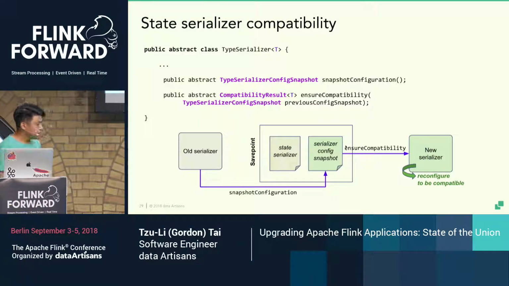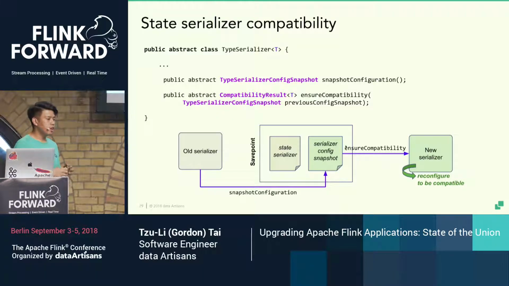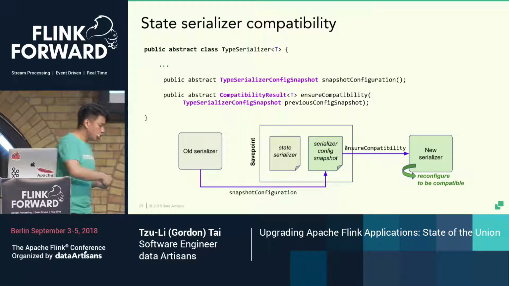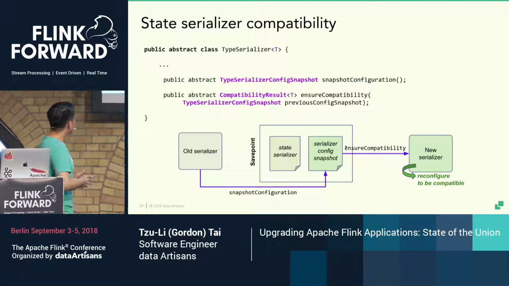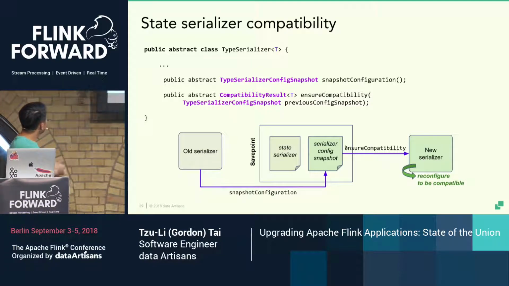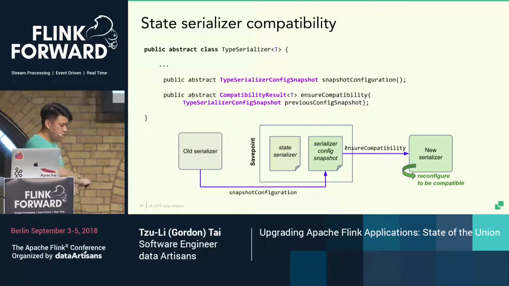These are the main methods that you would be working with if you care about state migration, state compatibility, and you're implementing your own custom serializer. So besides all the I/O methods, serialize and deserialize, we have these 2 methods called snapshot configuration and ensure compatibility. These 2 are called at different points in time.